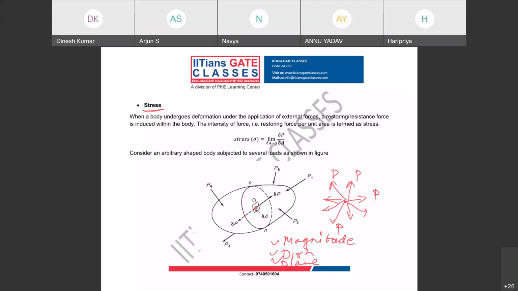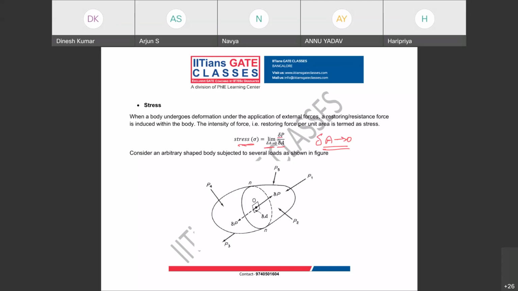Now usually you denote your stress by sigma. Any stress is denoted by sigma. So what is sigma? Sigma is delta P by delta A, as delta A tends to 0. What does delta A tends to 0 mean, guys? It's a point. Whenever your area tends to 0, it means it's a point. So at a point, your stress is what?